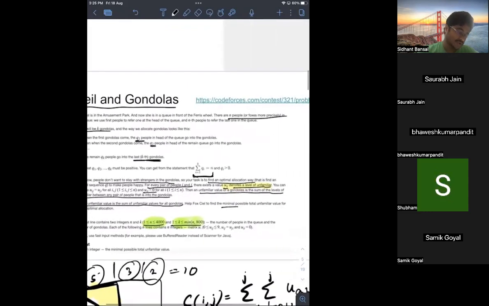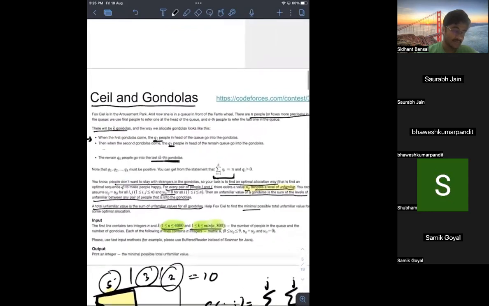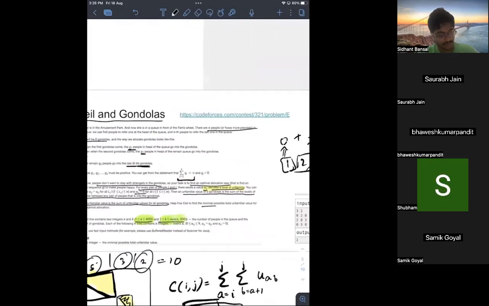It's a Codeforces question, and the question is that there are n people. You guys can open the link of this question on the Discord channel of classes. I have shared the slides link, so you can just open the link from there if you want.